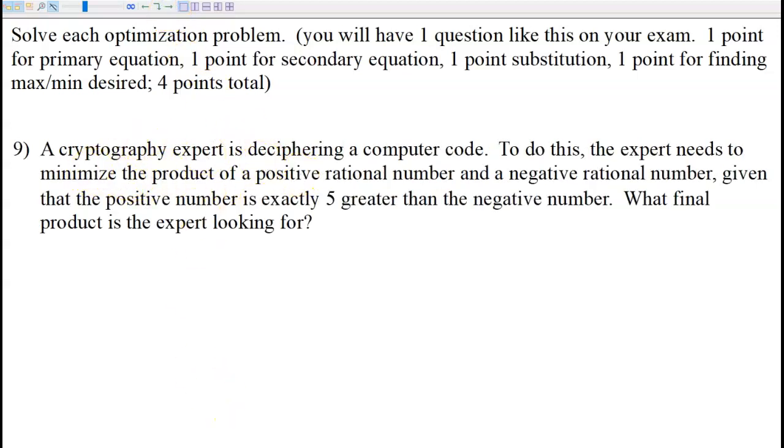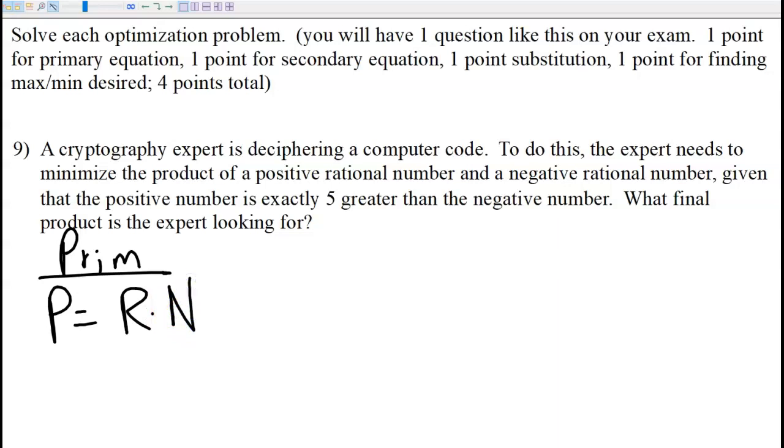This is the cryptography question. A cryptography expert is deciphering a computer code. To do this, the expert needs to minimize the product of a positive rational number and a negative rational number. So my primary equation is going to be a product, which is a positive rational number being multiplied by a negative rational number.